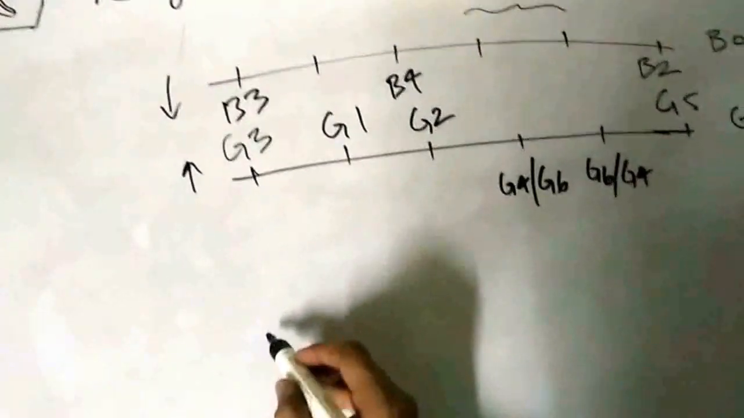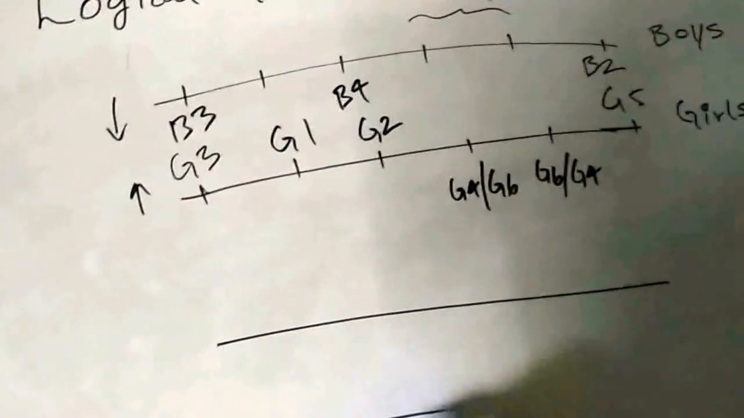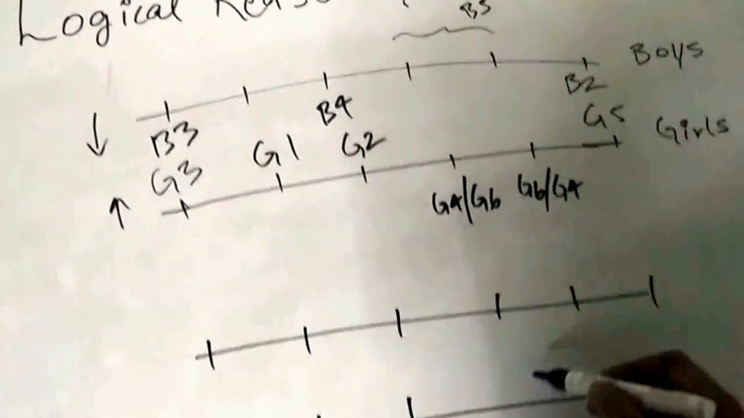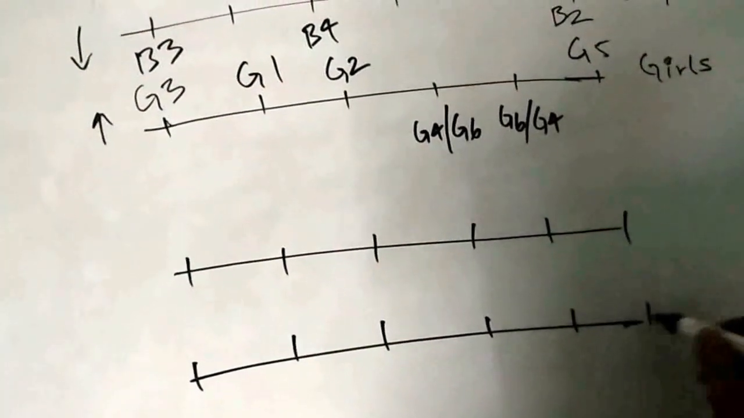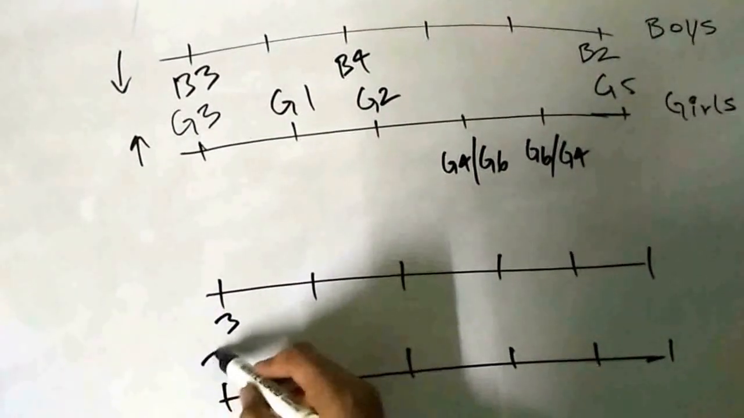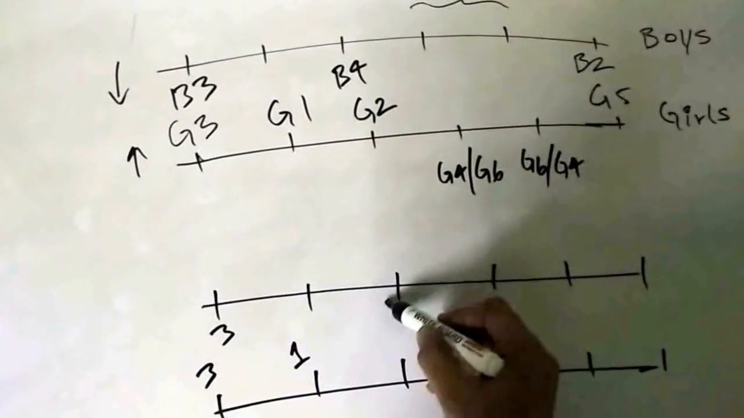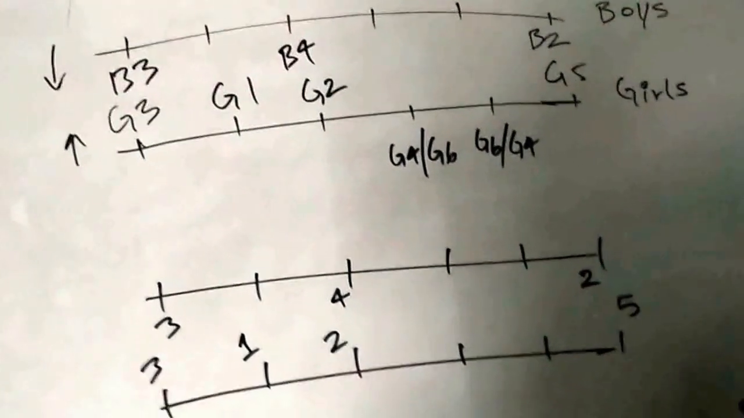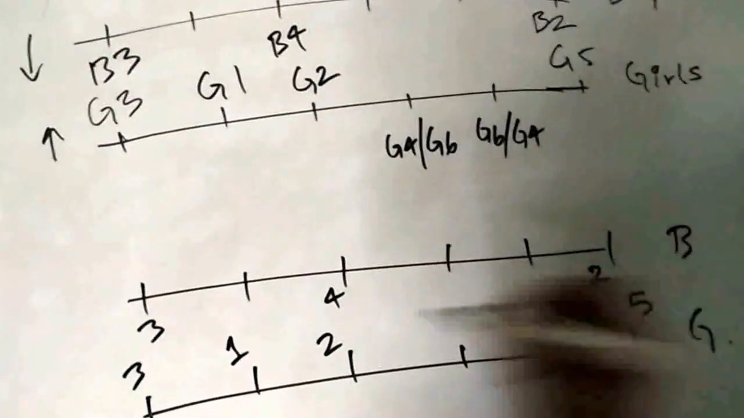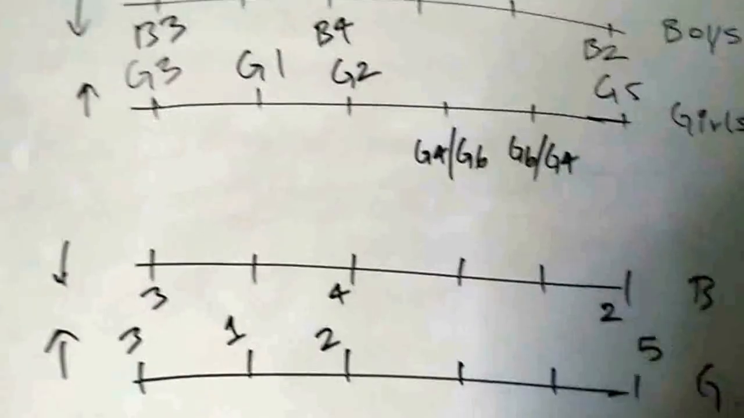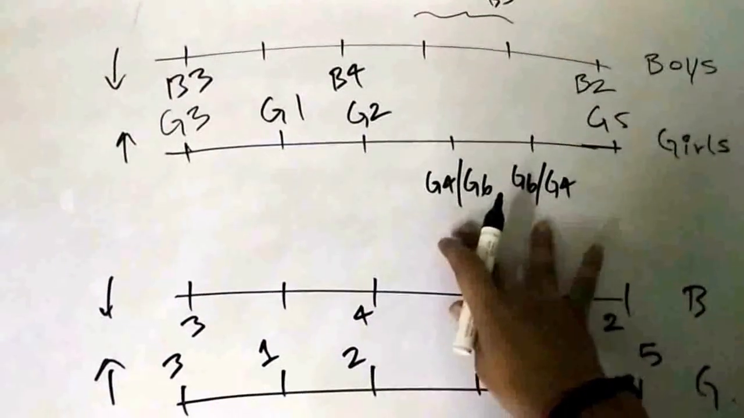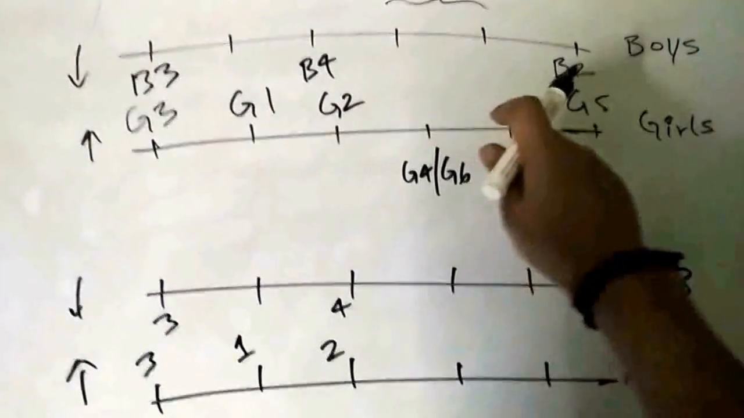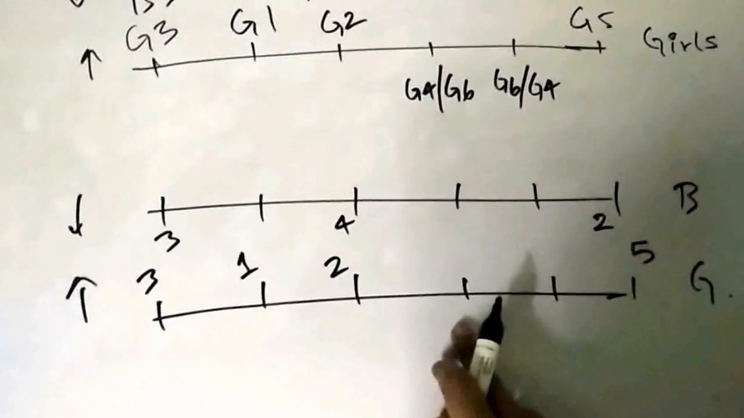Like for example, in this case, I'm going to draw 2 lines here. I'm going to assign all the values here. So this is for boys, this is for girls, this is the direction. Now I know that G4 and G6 I have some doubt here. So what I'll do is I'll place G4 here and G6 here in this case, and I'll place G6 here and G4 here in the other case.